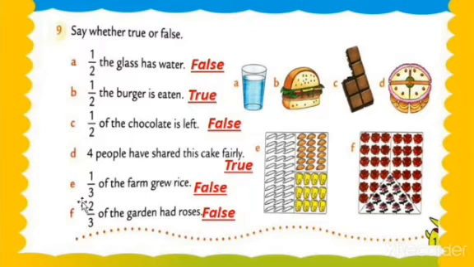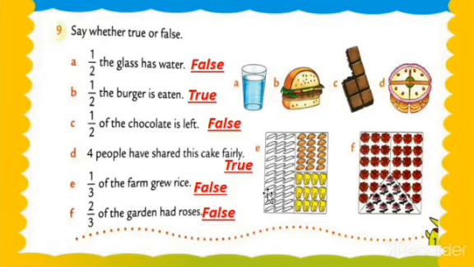Now we move on to question number 5. 1 upon 3 of the farm grew rice. See this, 1, 2 and 3. Okay, 1, 2 and 3. So here, my dear students, there are 1, 2 and 3 parts, and 1 part is where rice grew. So that is correct. No, it means an incorrect sentence. Understood? Here is the rice. What is my point, my dear students?